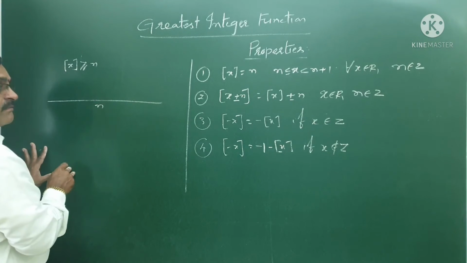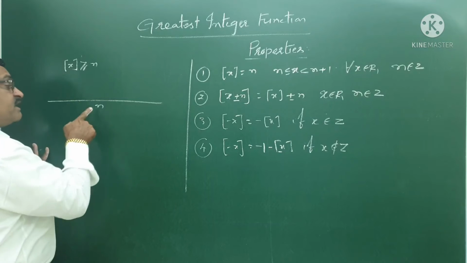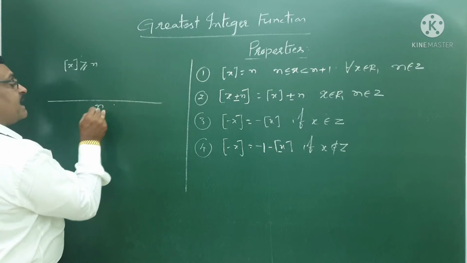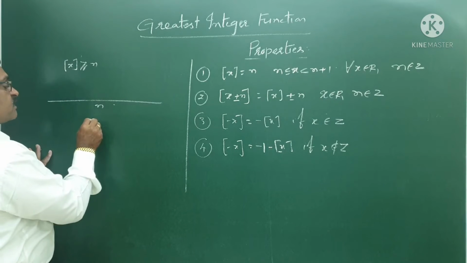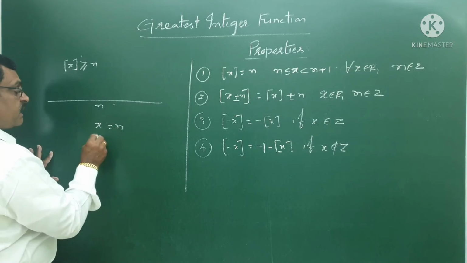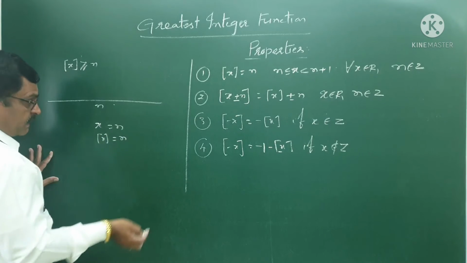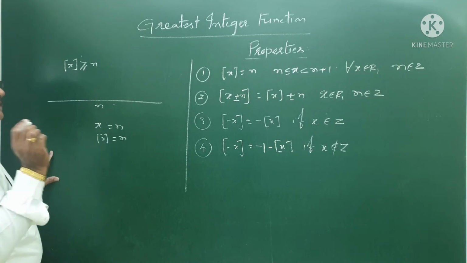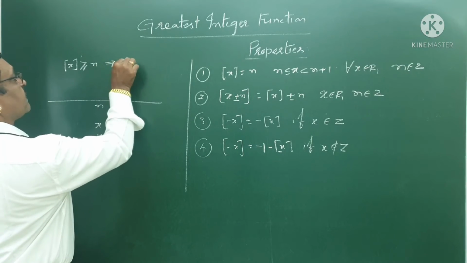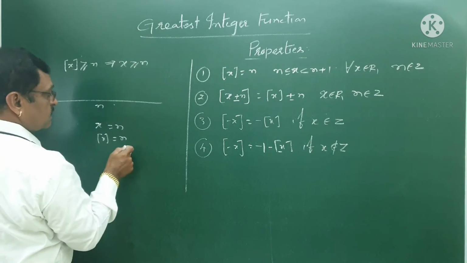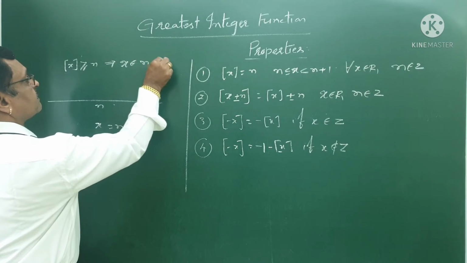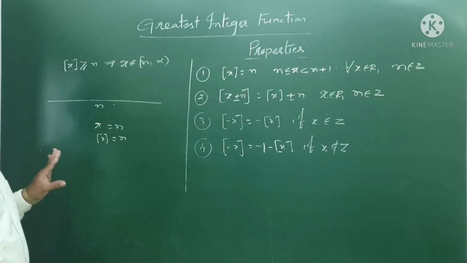This is an integer. Integral part of x is more than this, somewhere here. That means definitely my x can be n. If x is equal to n, integral part of x is equal to n. If it is more than that, you get the same thing. Therefore, integral part of x is more than or equal to n. This implies my x is more than or equal to n, or simply I can say x belongs to n to infinity. It can be any number.